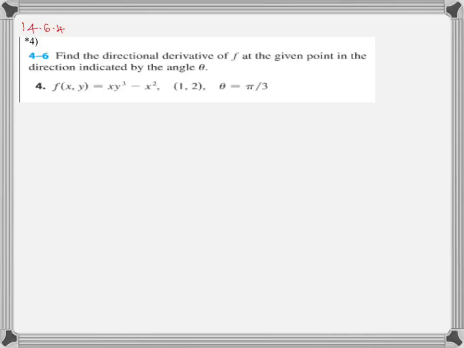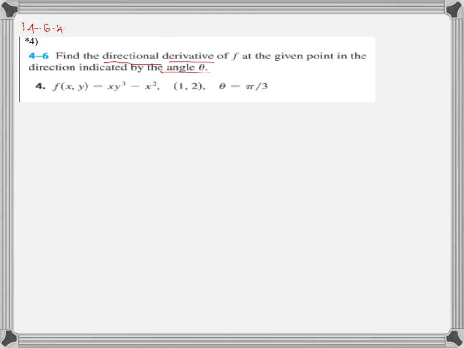Hi, in this video, I will be showing you problem number 4 of chapter 14, section 6. Find the directional derivative of f at the given point in the direction indicated by the angle theta. f of x, y equals x y cubed minus x squared at the point (1, 2) with an angle theta equal to pi by 3.